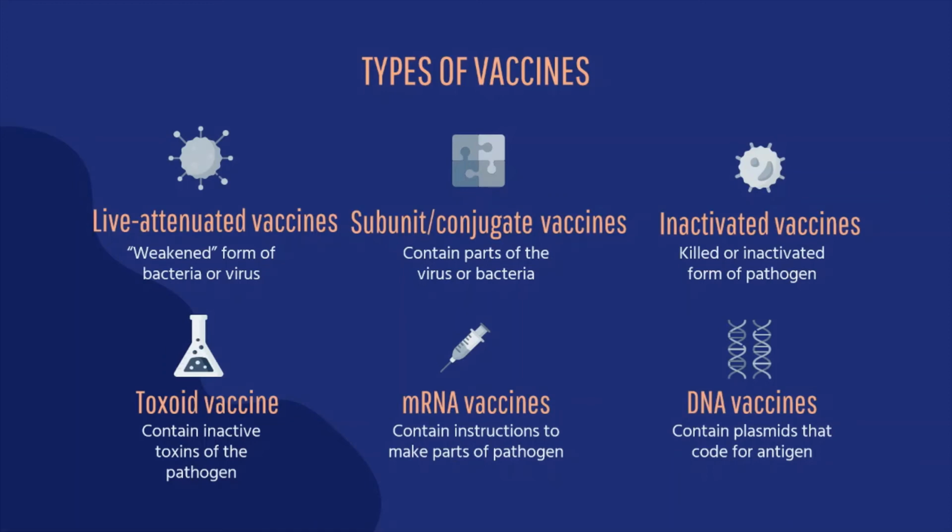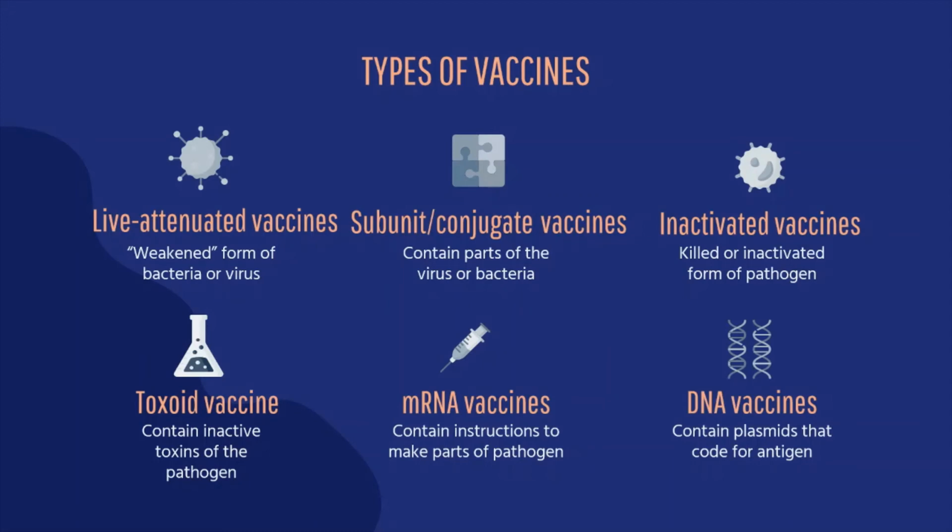Now, subunit and conjugate vaccines are vaccines that introduce a part of the pathogen or an antigen that can be still detected by your immune system and initiate that adaptive immune response. Inactivated vaccines are killed or inactivated pathogens that are introduced in the body and kickstart the adaptive immune response much in a similar way as the previous ones.